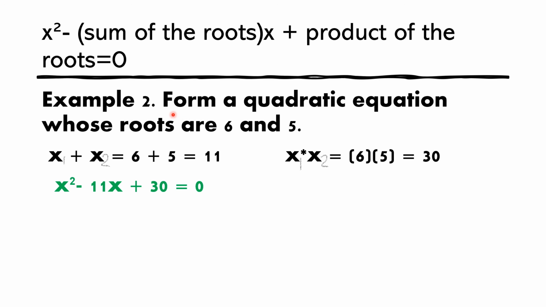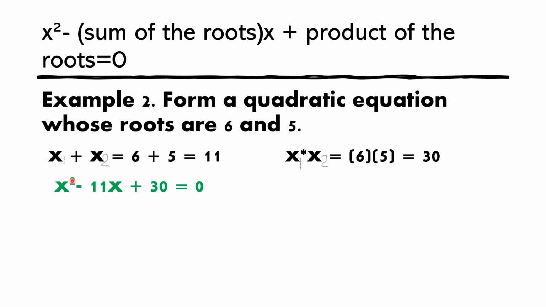Let's have another one. Form a quadratic equation whose roots are 6 and 5. So look at this. X sub 1 plus x sub 2, which is the sum of the roots, 6 plus 5, that is 11. And then we have x sub 1 times x sub 2, which is the product of the roots, 6 times 5 is equal to 30.